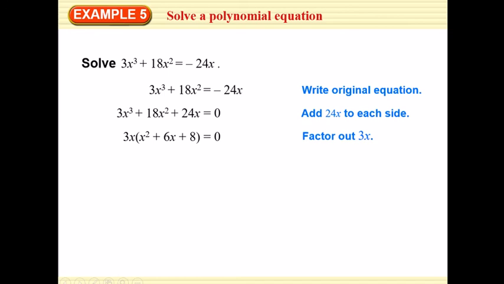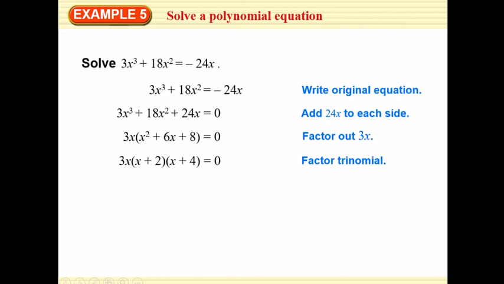Alright, so then I look at all three of my terms. I've got a 3 and an 18, and I know that they certainly have something in common. They also have that number in common, 24, so I'm able to factor out a 3x out of all those terms. And then I look at the factors of 8. What multiplies to 8 and adds to a positive 6? That should be a 2 and a 4. So my final factorization here is 3x times x plus 2 times x plus 4. And that equals 0. So then I can use my zero product property.